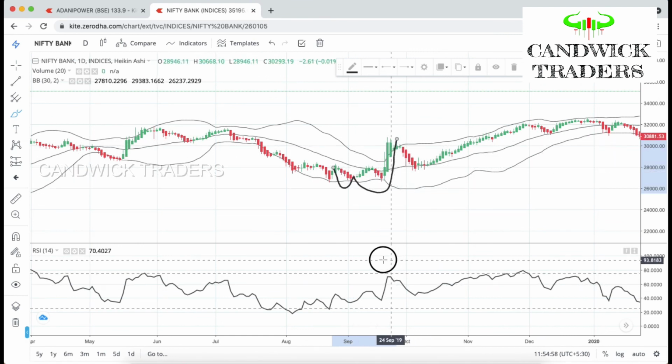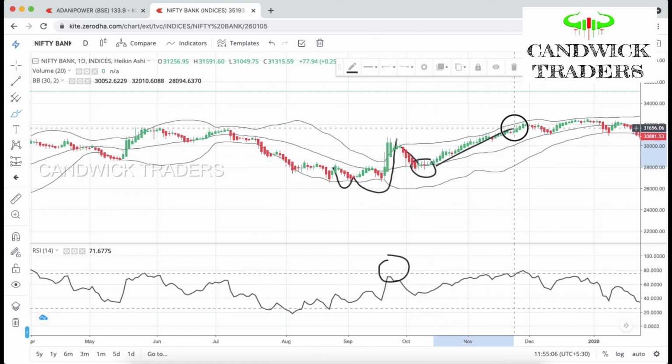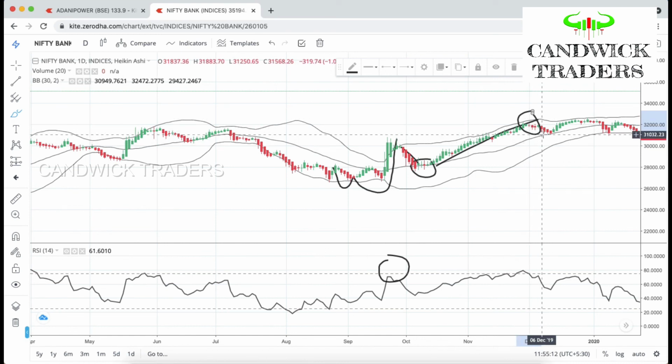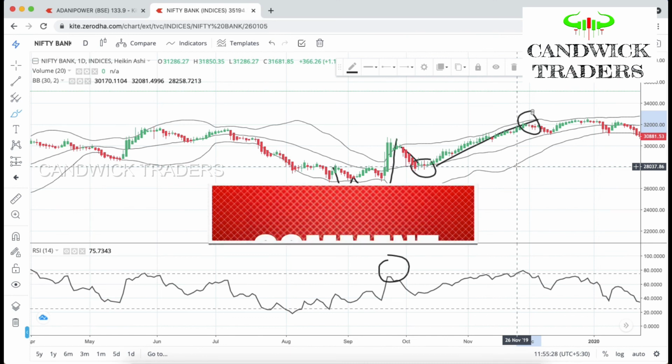Whenever RSI reaches this level, it comes down, and again at the moving average it takes support and goes up. Whenever we see the red Heikin-Ashi candles, we should exit the positions. You can use the strategy with the MACD oscillator also. You can do a lot of experiments with this basic setup.